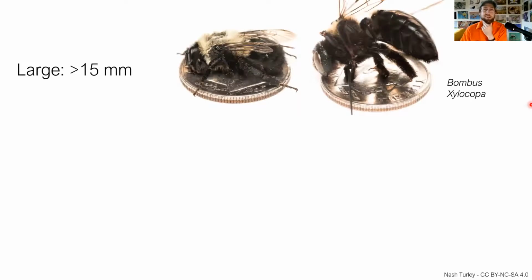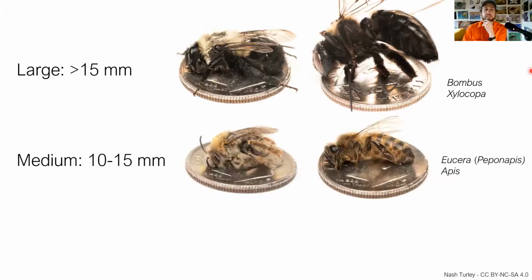So to really bring that home, I took a bunch of photos of bees in Pennsylvania sitting on dimes. Starting with the big category, we have a bumblebee here, and the largest bees in Pennsylvania, Xylocopa, or carpenter bee. They're definitely in the large category, bigger than a dime. Medium, we have the ubiquitous honeybee. Some of them, like a queen, would be large, but in general, they're medium. This is a squash bee, genus Eucera, or it used to be called Peponapis. So that's what medium bees look like.